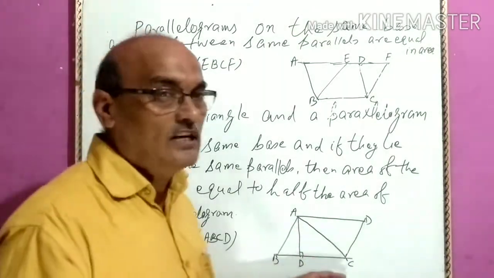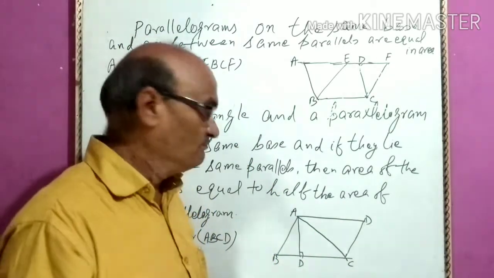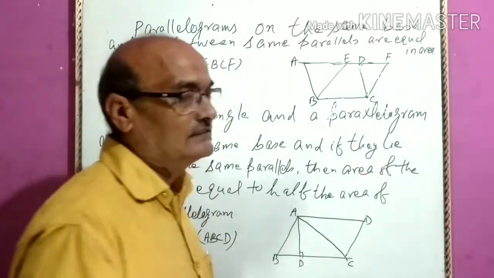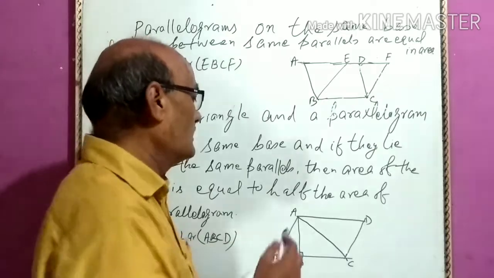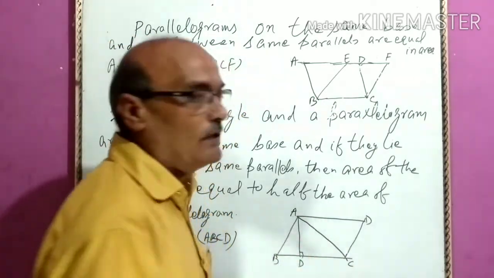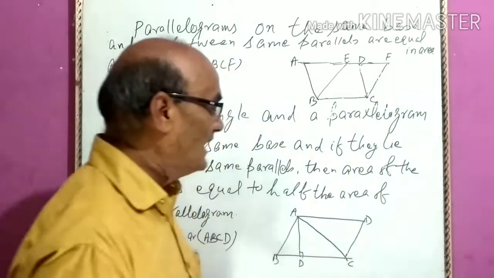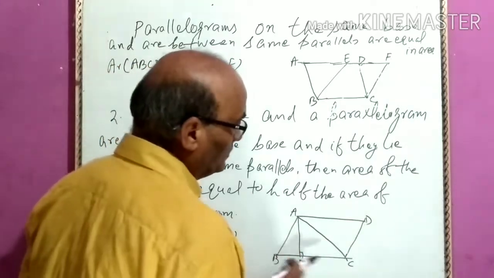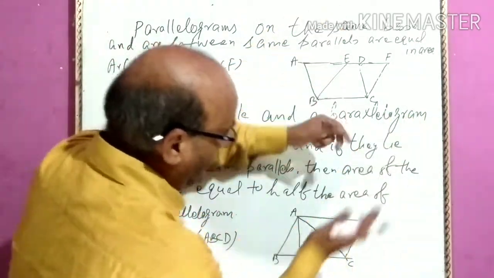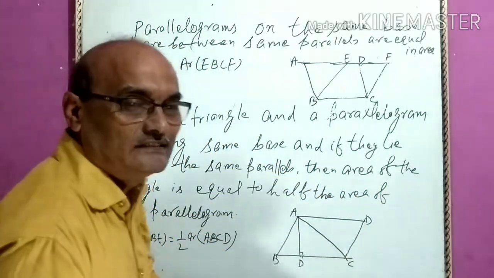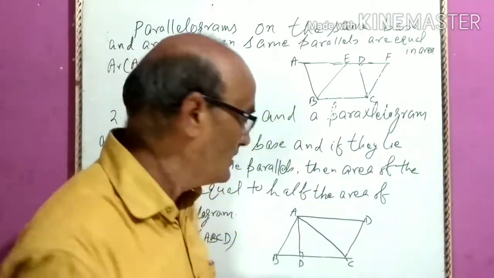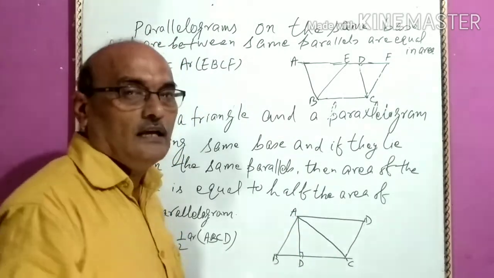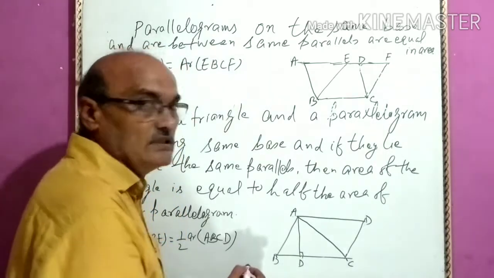I am going to correlate the statements with this figure. Here ABC is a triangle having base BC, and ABCD is also a parallelogram having base BC, and both the triangle ABC and parallelogram ABCD lie between the same parallels BC and AD. Then I am going to show that the area of triangle ABC is half the area of parallelogram ABCD.